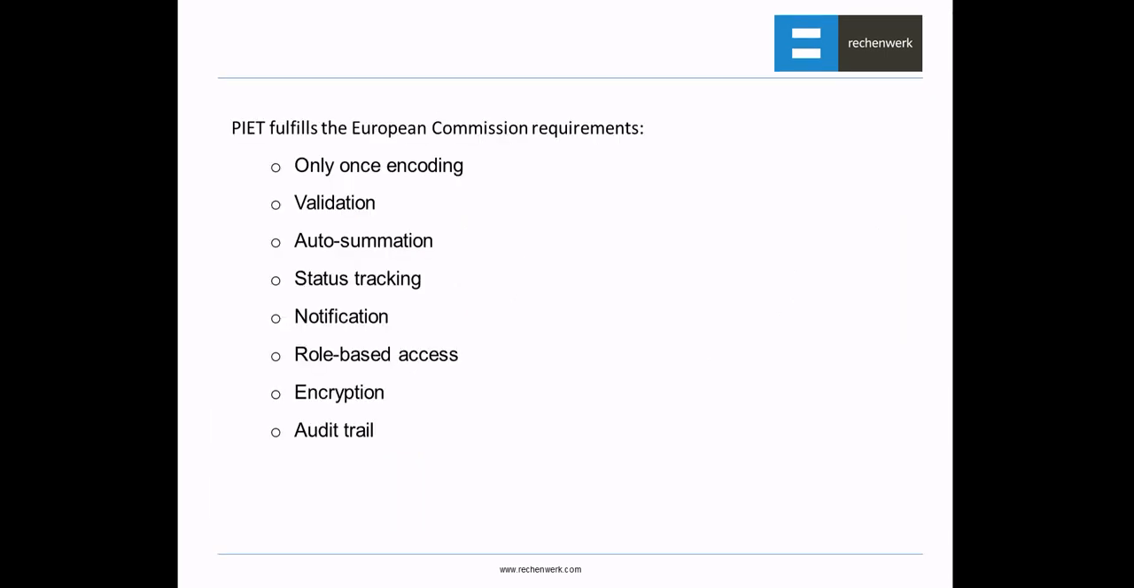PIET is a database-supported web application you can access via the Internet. It provides functionalities to transfer structured and unstructured documents easily. All in all, it fulfills the Commission's requirements that were detailed in Fiche Number 6, such as only once encoding, validation, auto-summation, status tracking, notification, role-based access, encryption, and audit trail.